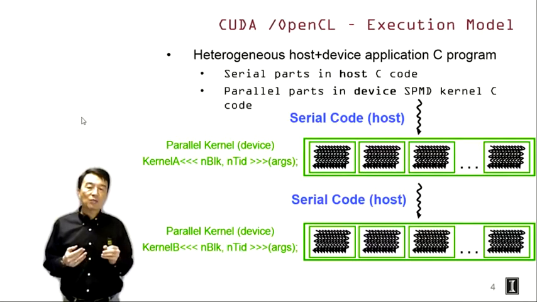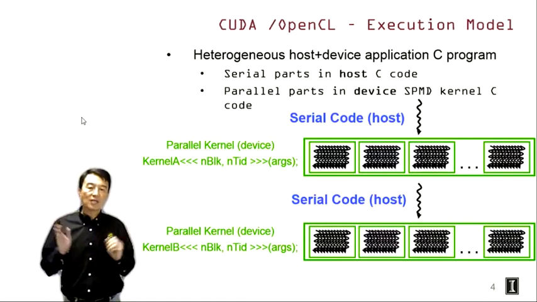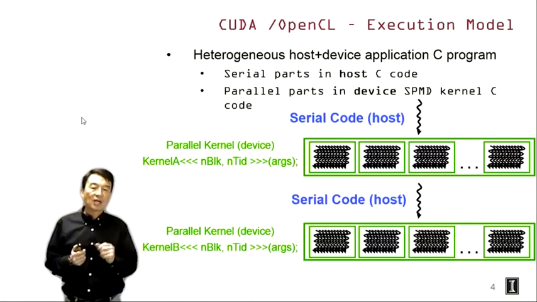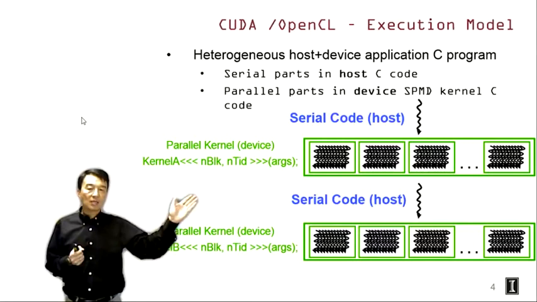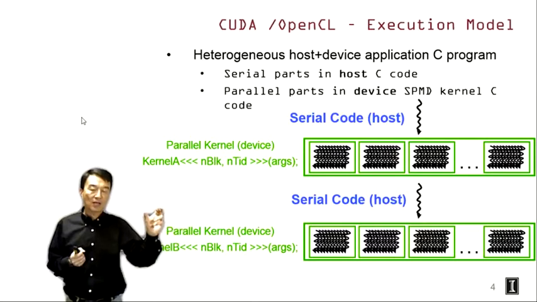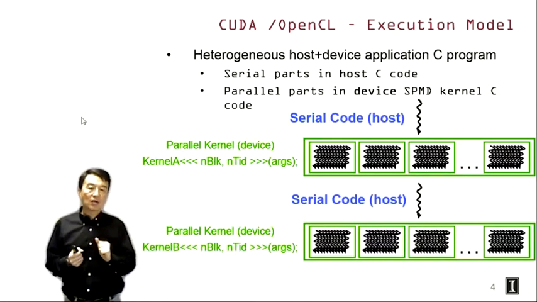And these configuration parameters are specially noted by 3 less-than signs in the front and 3 greater-than signs in the back. In between, it gives the configuration parameters of the number of thread blocks in the grid and the number of threads in a thread block. So in this example on the right-hand side, we show that the kernel will be executed by a number of thread blocks, which are shown as rectangular blocks each with several threads in them. And then within each thread block, we will have a number of threads all executing in parallel.